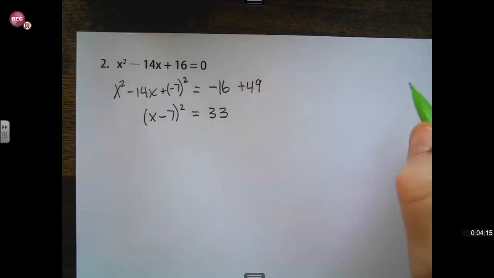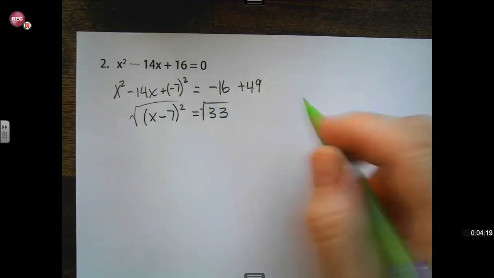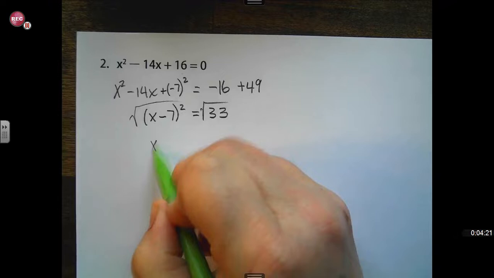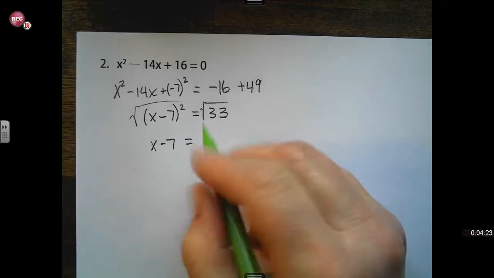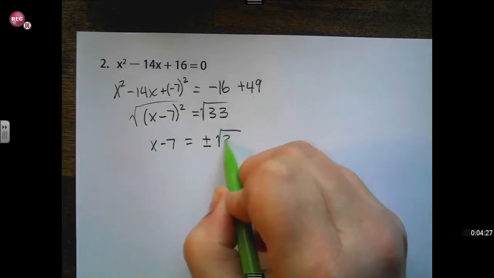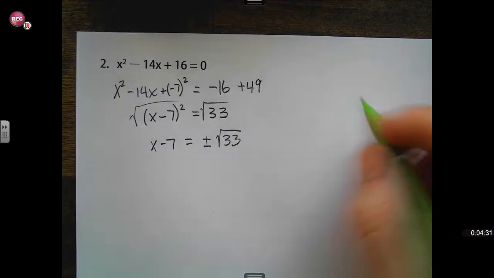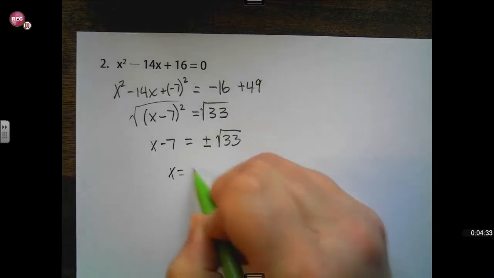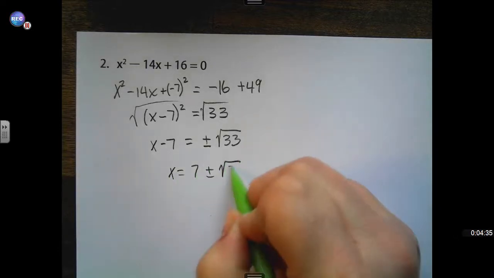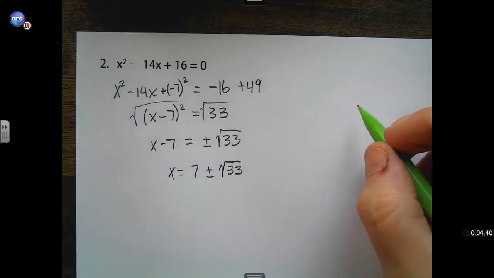Now I take the square root of both sides. And over here, I get x minus 7, and over here, I get plus or minus the square root of 33. And then to get x by itself, I add 7. So x is 7 plus or minus the square root of 33. And that's it. That's your answer.